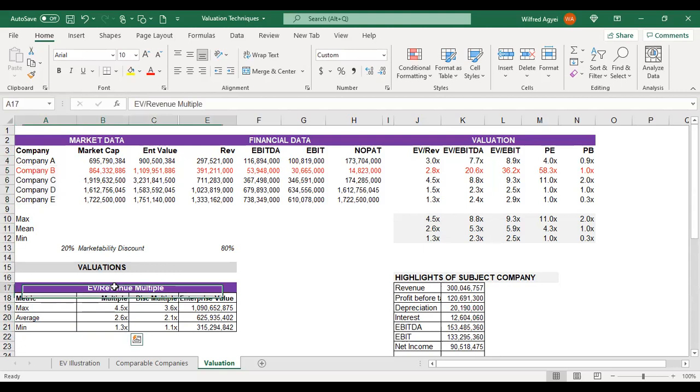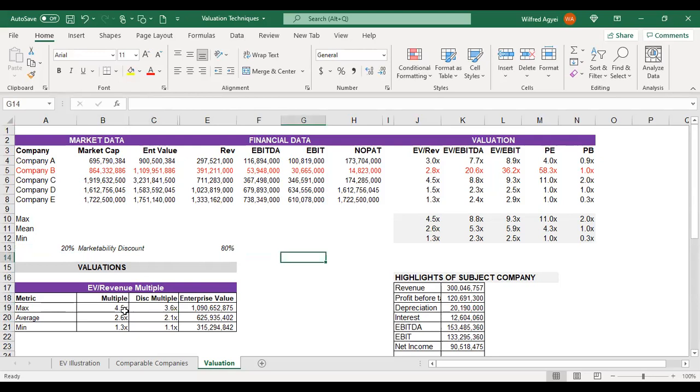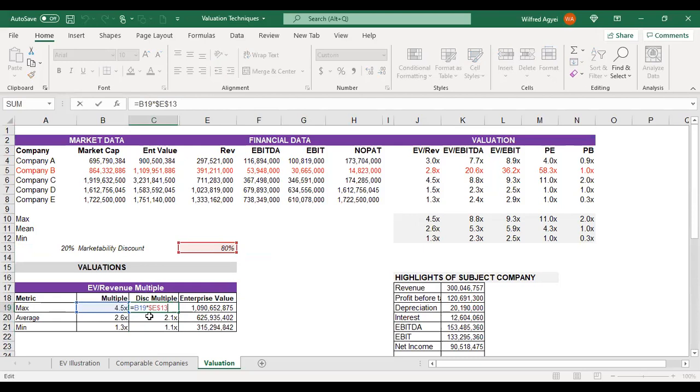We pick the enterprise value to revenue multiple. These multiples, the maximum, average, and mean, they are here. And then we discount these multiples by 20%. So it's more or less this times 80%, which is 1 minus the 20%. So instead of determining the value using 4.5, it has been reduced to 3.6, because the assumption is that the company we are valuing is not as marketable as the companies that are listed on the market. So we get a discounted multiple of 3.6.